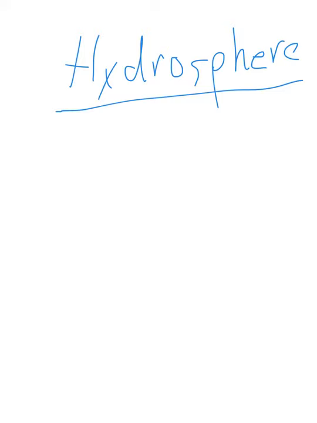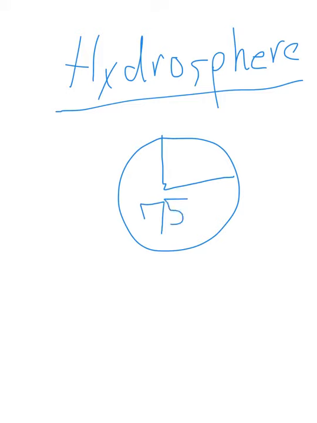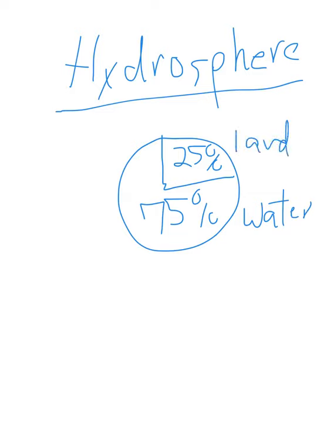Now, we're talking about the earth itself, beautiful picture. The earth is divided between land and water. 75% of the earth is covered in water, and only 25% is land for us folks to live on. So the division of earth, of water and land, is 75% water, 25% land.